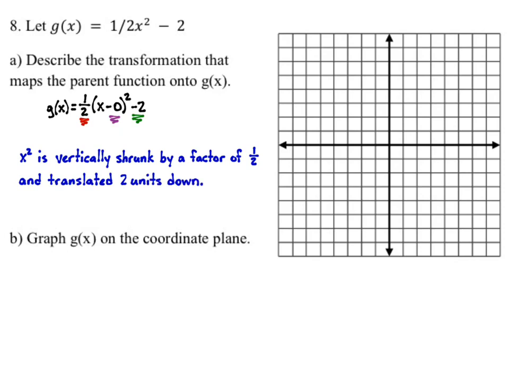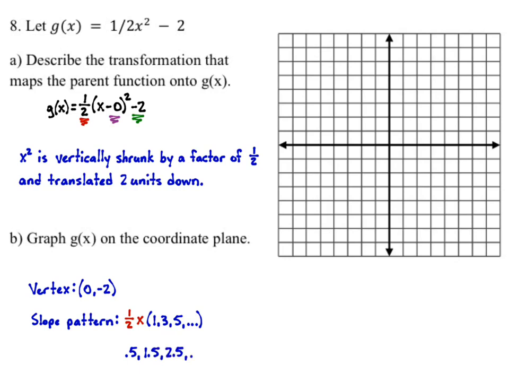All right, from here we're just going to graph this. So that means our vertex is 0, -2. And then our slope pattern, remember, we're going to multiply by the a value. So in this case we're going to multiply 1, 3, 5, 7, 9, and so on by 1/2. And so when I get that, I'm going to put this in decimal form. I think it's a little bit easier to comprehend here. 1/2 times 1 is 0.5, 1/2 times 3 is 1.5, and 1/2 times 5 is 2.5. And then you can extrapolate from there. It should be 3.5, 4.5, and so on.